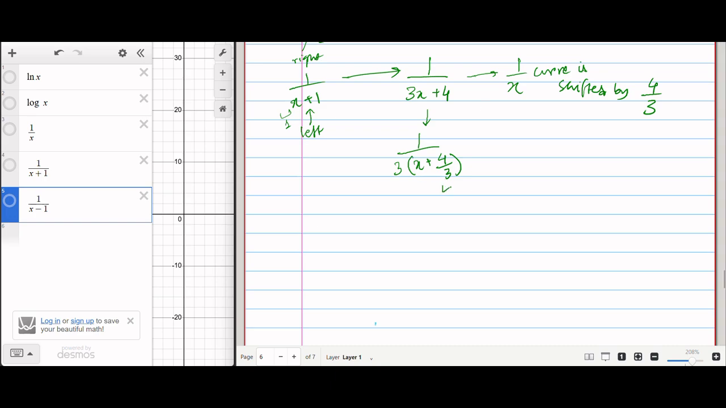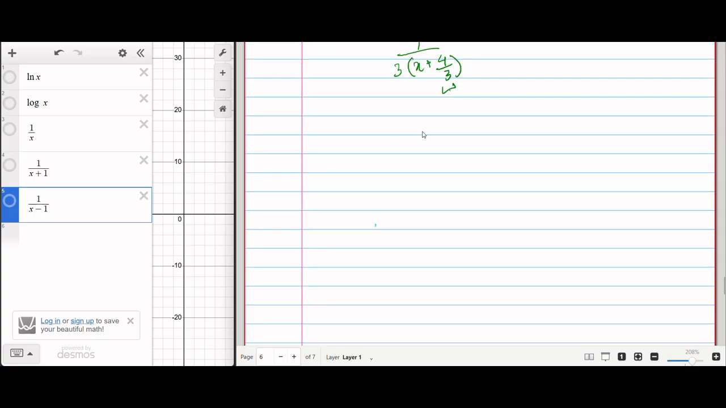Okay, so the shift is 4 by 3 units. A complicated example would be that of the sine 3x plus pi curve. How does sine 3x look? Sine x looks like this. Since it's 3x, the frequency is tripled, so it will be like this.